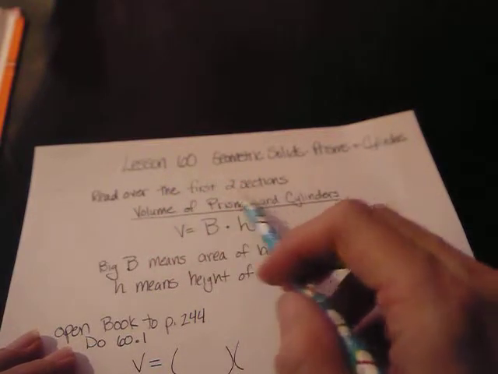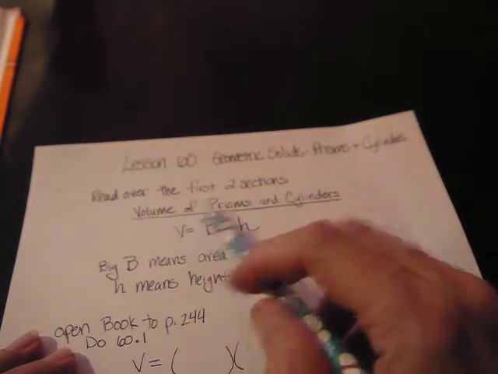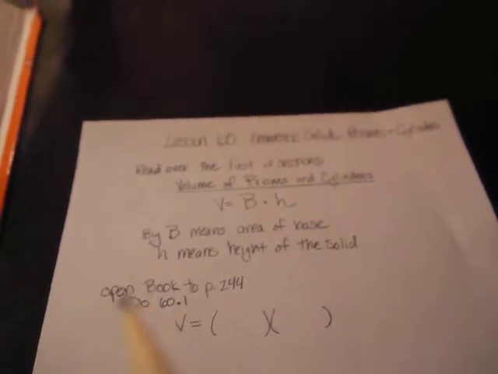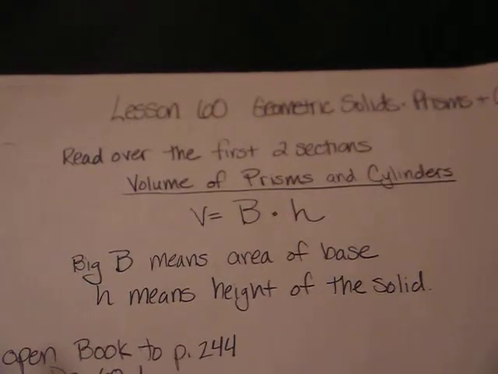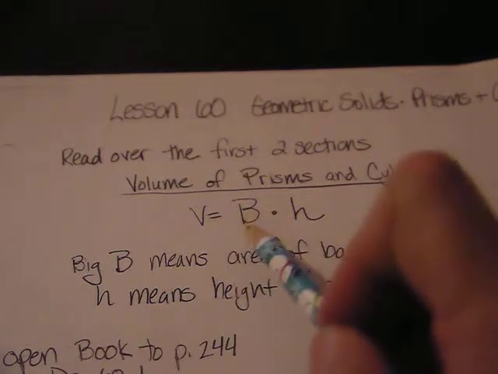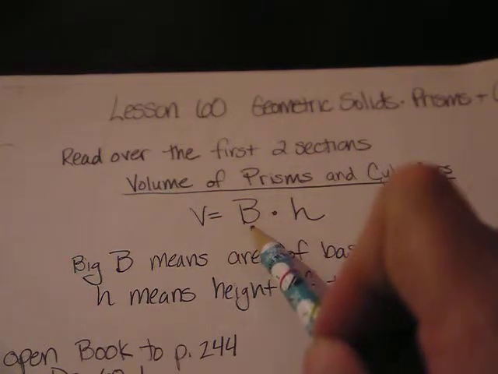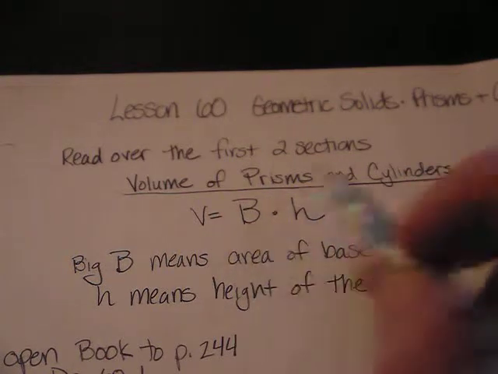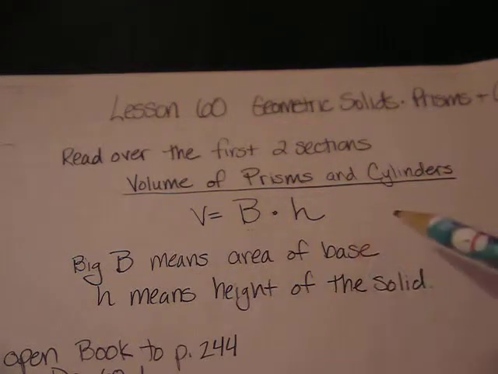All right. So I just said read over the first 2 sections. Go ahead and look at that, but that's what I just did. I kind of went through vocabulary with you. All right, the volume of prisms and cylinders is volume of the base times the height. Now, it's a big B because it means the area of the base times the height. Big B is area of the base. Little h means the height of the solid.